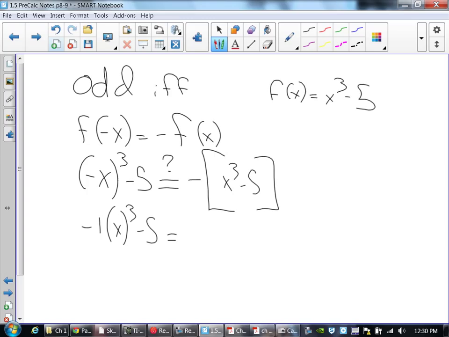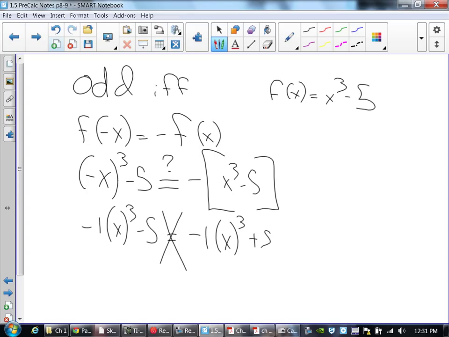So you get to this, you get negative 1 x cubed plus 5. These are not equivalent. Since they are not equivalent, there is no symmetry. This would be an example of no symmetry. So if it's even, it's going to be over the y-axis. If it's odd, it's going to be over the origin. The reason this became neither is because of the constant that was thrown in there.